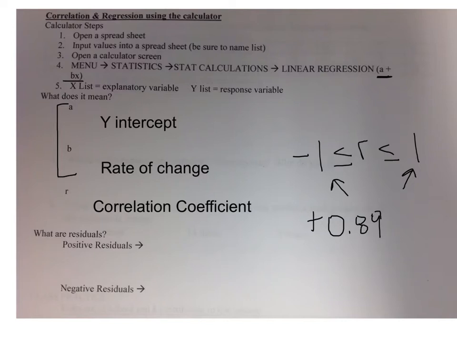Your residuals are just simply the difference between the two. If the observed value is higher than the expected value, you're going to have a positive residual. If the observed value is lower than the expected, you're going to have a negative residual. So let's look at an example.